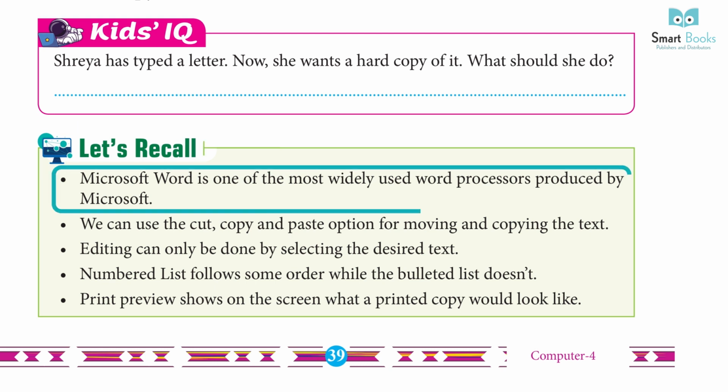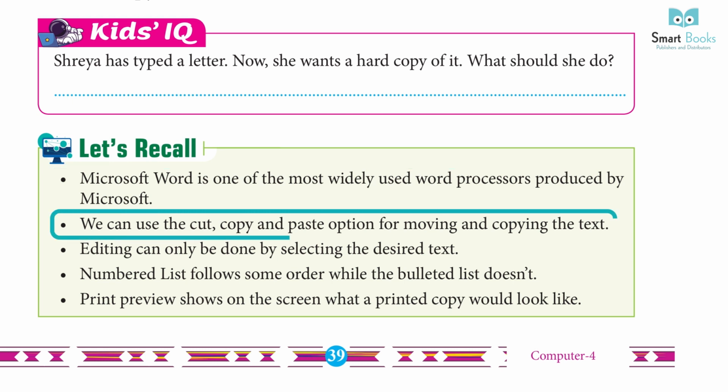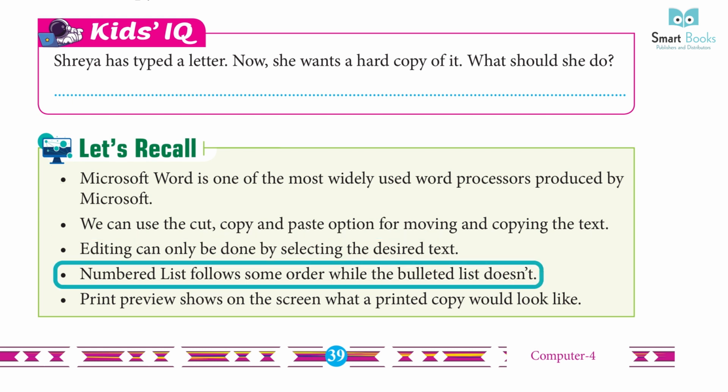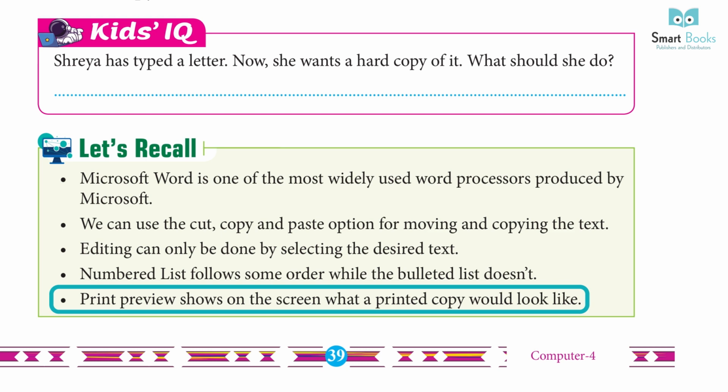Microsoft Word is one of the most widely used word processors produced by Microsoft. We can use the cut, copy and paste option for moving and copying the text. Editing can also be done by selecting the desired text. Numbered list follows some order while the bullet list doesn't. Print preview shows on the screen what a printed copy would look like.